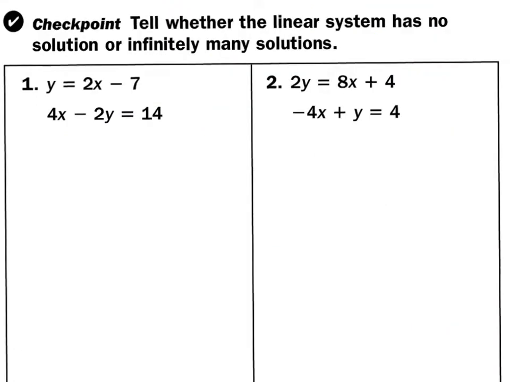And we have a checkpoint. It says tell whether the linear system has no solution or infinitely many solutions. I'm going to choose to do the elimination method on both of these, even though they're not lined up.